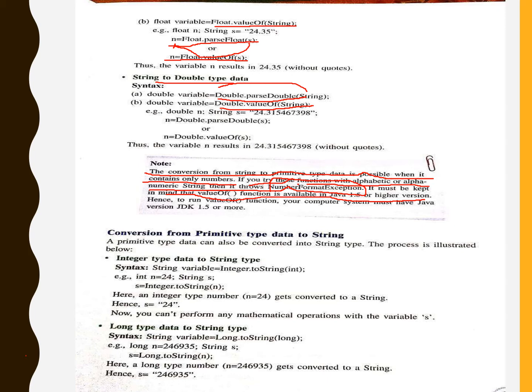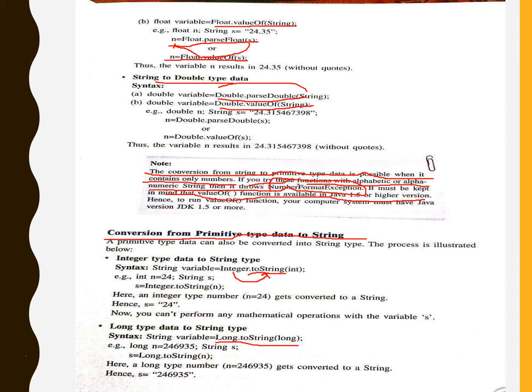So the valueOf and parse functions are used to convert a string to a primitive data type. Next, a function that converts a primitive data type into a string is known as a primitive to string conversion function. So here is the toString function. If you want to convert an integer into a string, the function is Integer.toString. If you want to convert long to string, the function is Long.toString, and under brackets you pass the long value. If float, it is Float.toString.